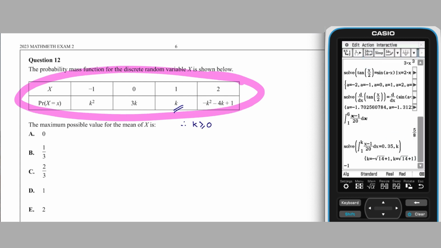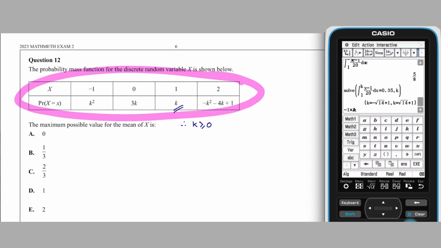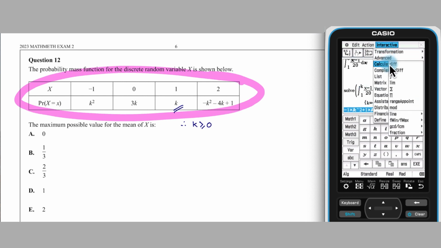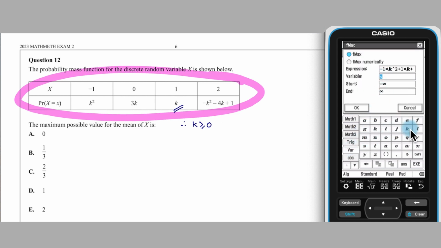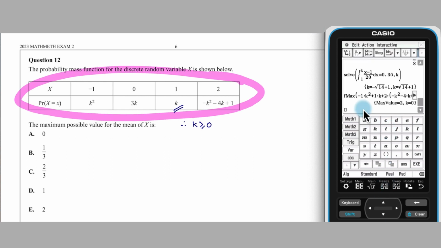I'm going to enter the expression for the mean of x first. Now I'll select this expression and from the interactive menu open Calculation and choose fmax. Make sure you change the variable to k and set the start value to 0, as we know that k must be non-negative. This output tells us that the maximum value of the mean is 2, occurring when k equals 0, which means the answer is E.